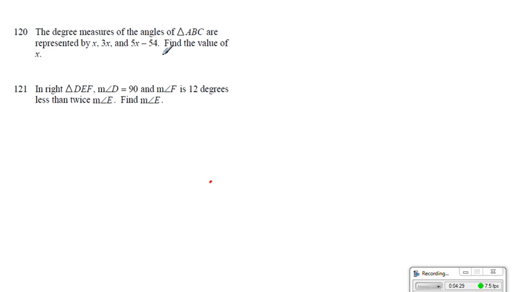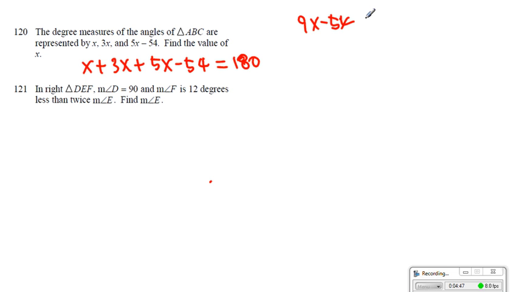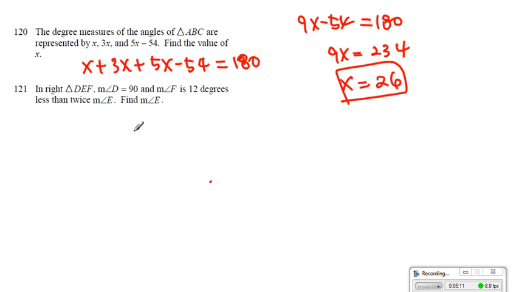Find the value of x, same way as before. x plus 3x plus 5x minus 54 equals 180. Then we get to realize here 9x minus 54 is equal to 180. Therefore, 9x must be equal to, by adding 54 on each side, 234. Therefore, x must be equal to, that's right, 26. Then, I believe we found our answer.